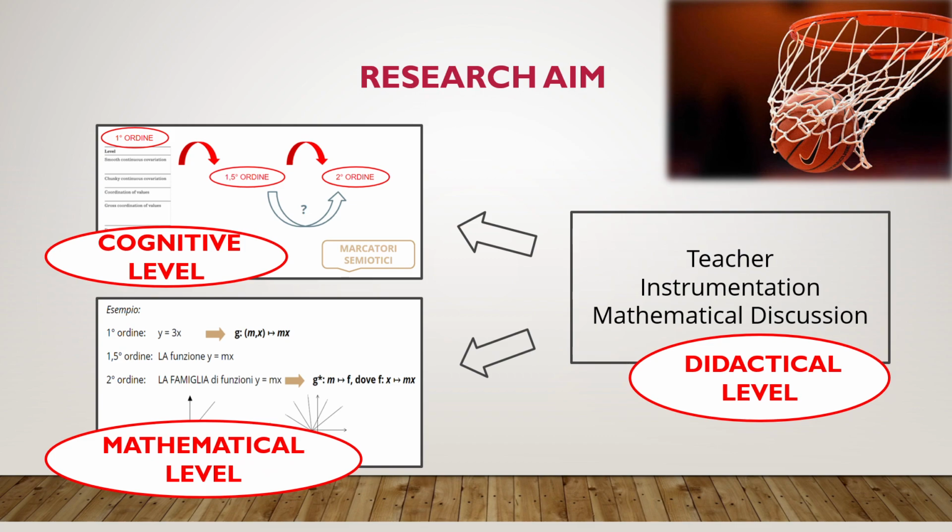Our research aim is to enlarge and connote the covariational construct, on a cognitive, mathematical, and didactical level. We aim to include second-order covariation in a coherent construct, and we are looking for multimodal markers connoting the different cognitive levels of reasoning. So the work is in progress.